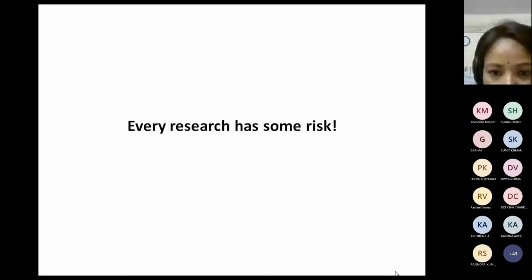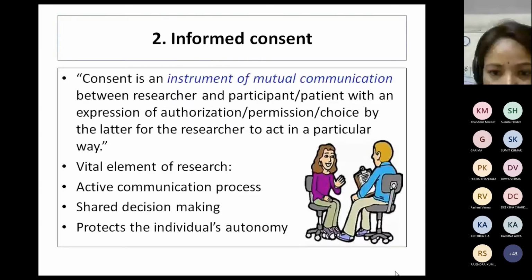The second most important part is informed consent. And that is what the form that you have to fill up, the IEC form, deals with. So a large part of this form will deal with this research principle, that is informed consent. So what is an informed consent? Consent is an instrument of mutual communication between the researcher and the participant, right?